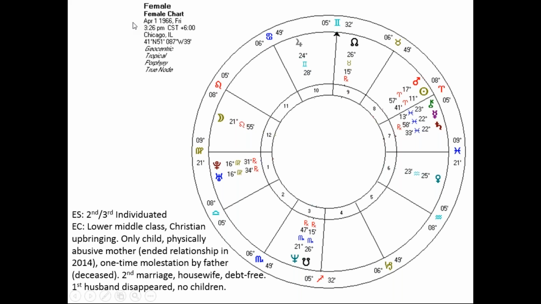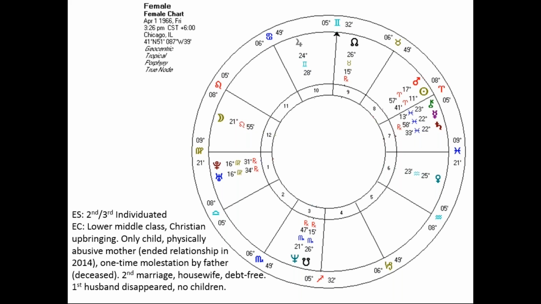For class, our volunteer was born April 1st, 1966, 3:26 p.m. in Chicago, Illinois. She considers herself to be somewhere second, moving third, individuated. Environmental conditionings are lower middle class, loose Christian upbringing, although she broke away from it quite a while ago. She was an only child. She had a physically abusive mother when she was younger. She's ended the relationship with her mother as of 2014. She had a one-time molestation by her father, who then had a heart attack shortly thereafter.